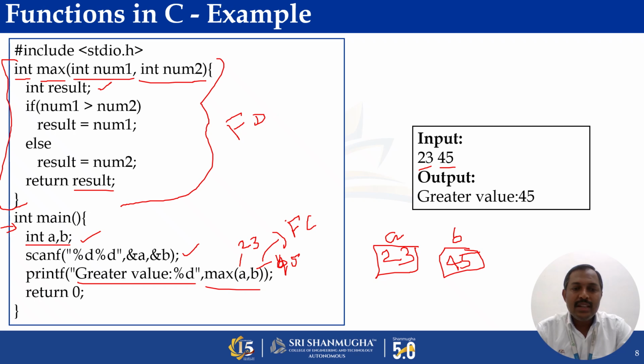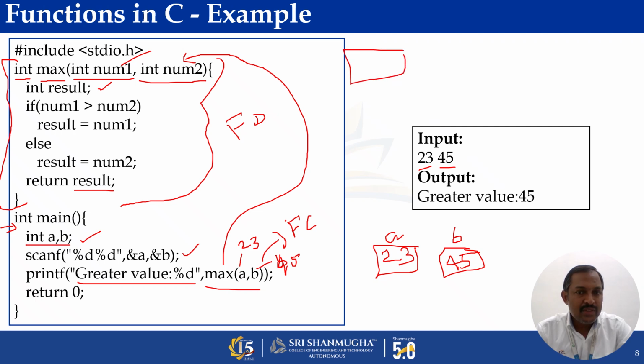With these two values, the function max is called. What will happen? The control is transferred from this function call to the function definition. The value which is stored in a, 23, is going to be copied into num1. While executing this function, two variables are going to be created, one is num1 and one is num2. Here the value of a, 23, is copied into num1. Next, the second value b, 45, is copied into num2. So next we are entering into the function, int result. One more variable is going to be created within this function, result.